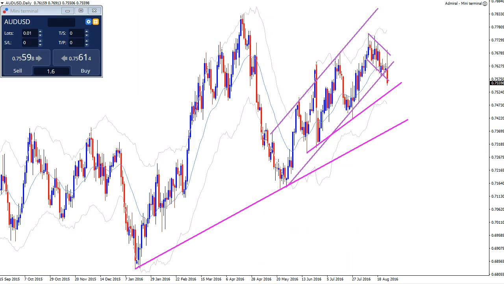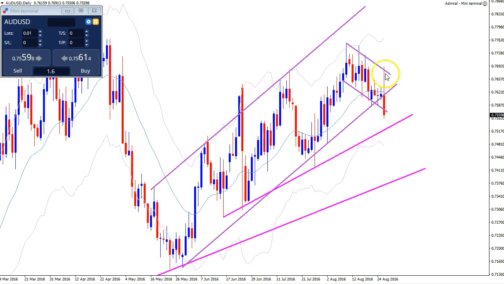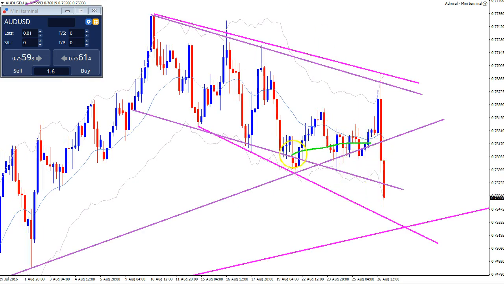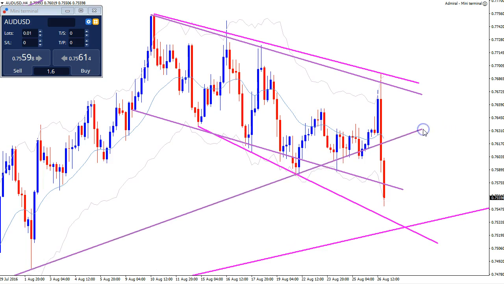AUD basically is in a channel. It went up to the channel, hit the channel, and turned around. On the 4-hour chart, we can see that a bit better. Basically riding this support level.